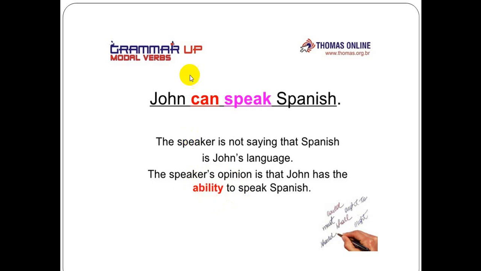So we use modal verbs according to their function. John can speak Spanish. Here he has the ability to speak. So here the speaker just expresses his or her opinion.